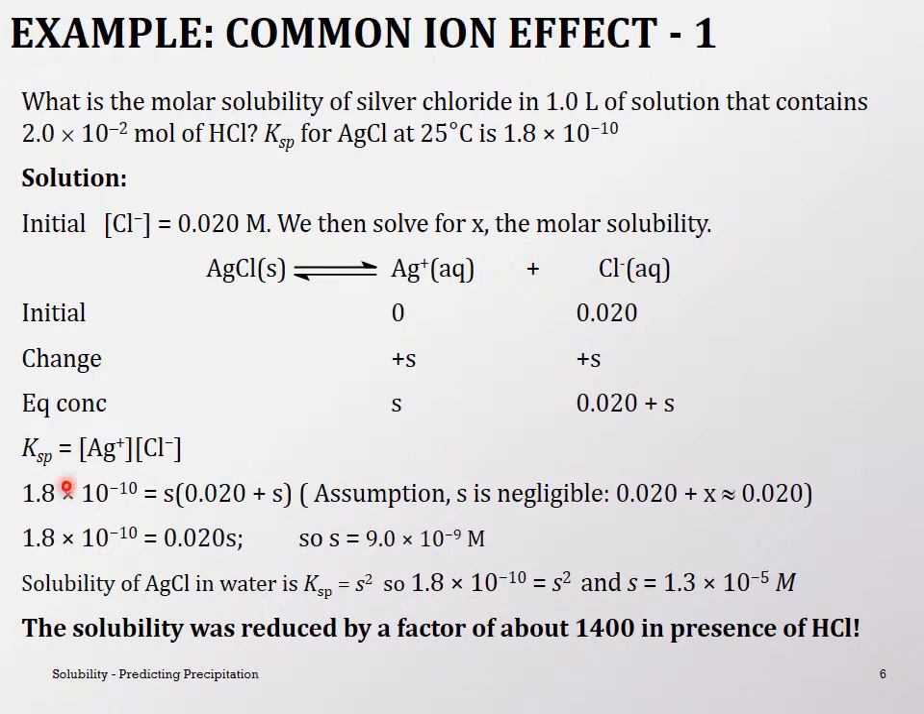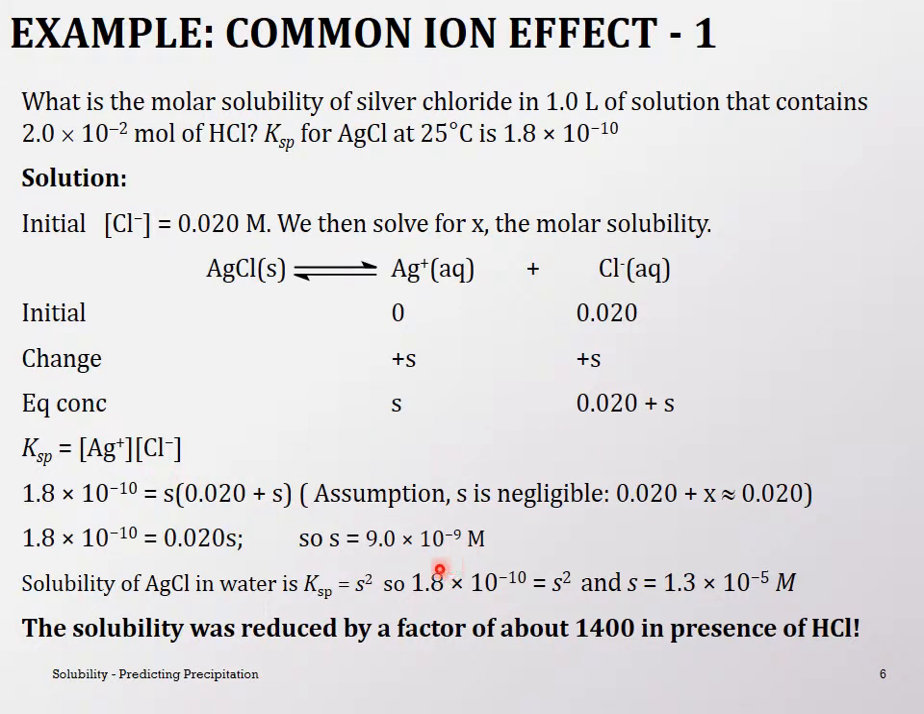In this case, we're going to calculate for S because we don't know what S is, remember? So Ksp is equal to Ag plus times chloride ions. So 1.8 times 10 to the negative 10 is equal to S times 0.020 plus S. We multiply those two.